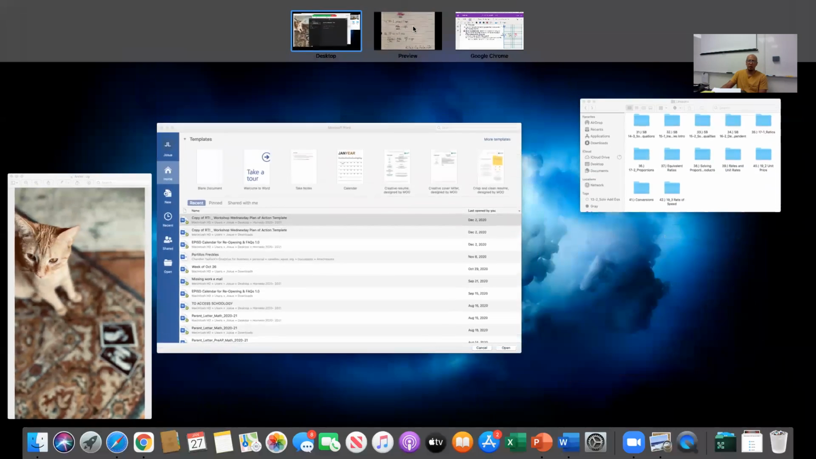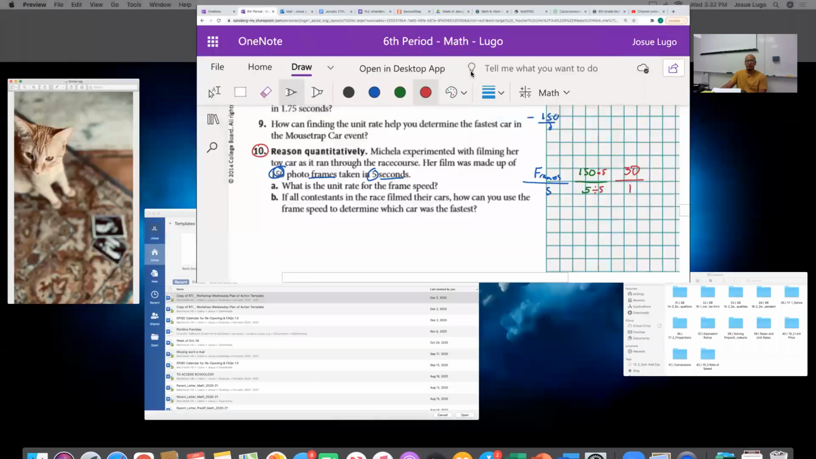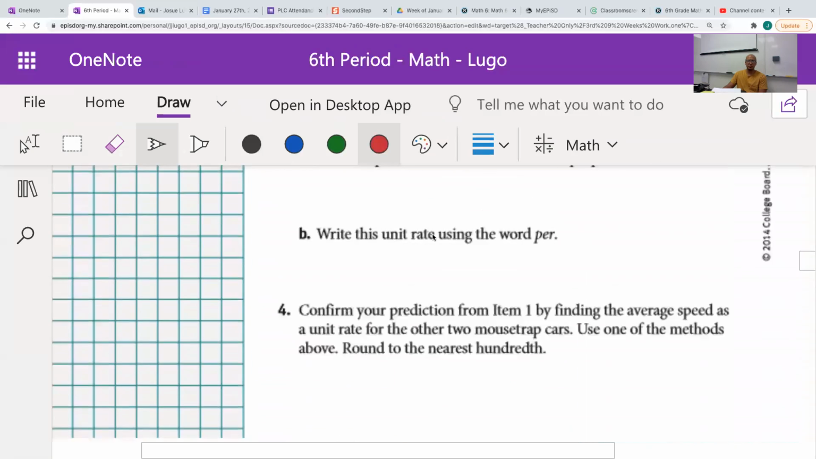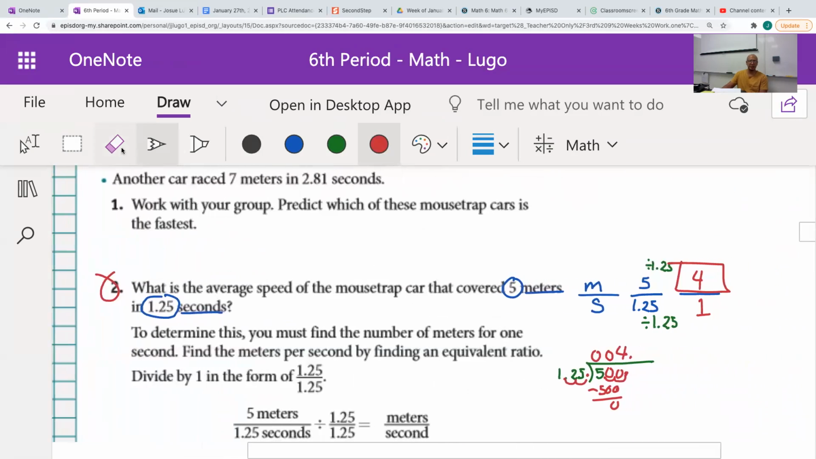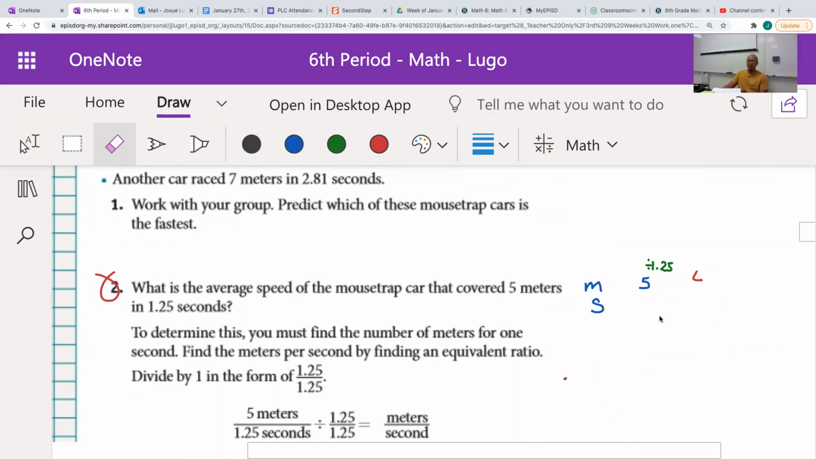Having said that, let's go into our OneNote and talk about number 2, which of course I already did in class, but let's talk about it nonetheless. Let's figure out the rate of speed for this mousetrap car.